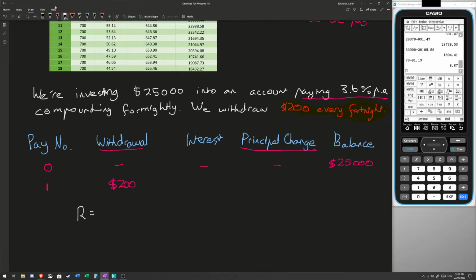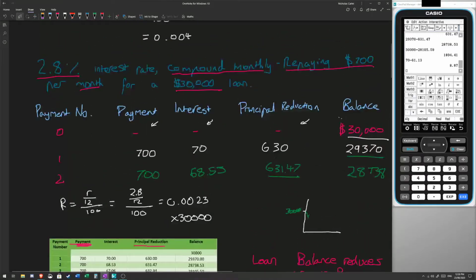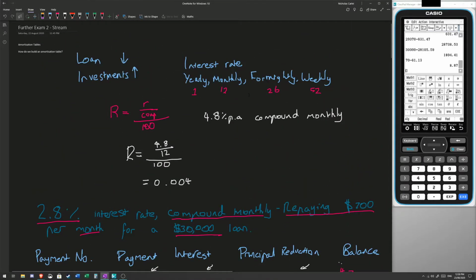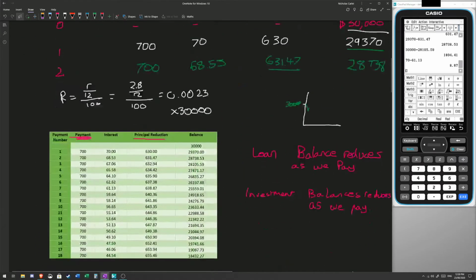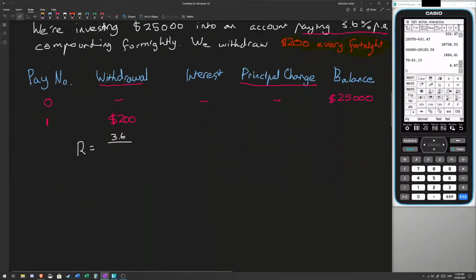Again, big R equals, what's our interest rate? 3.6. How often are we compounding? Again, fortnight. If we scroll up, well, we go to our bound book if we need. Fortnightly is 26 because there's 26 fortnights in a year. 26. And then we divide all of that by 100. Okay, so again, we go 3.6 divided by 26. Then we divide that by 100.